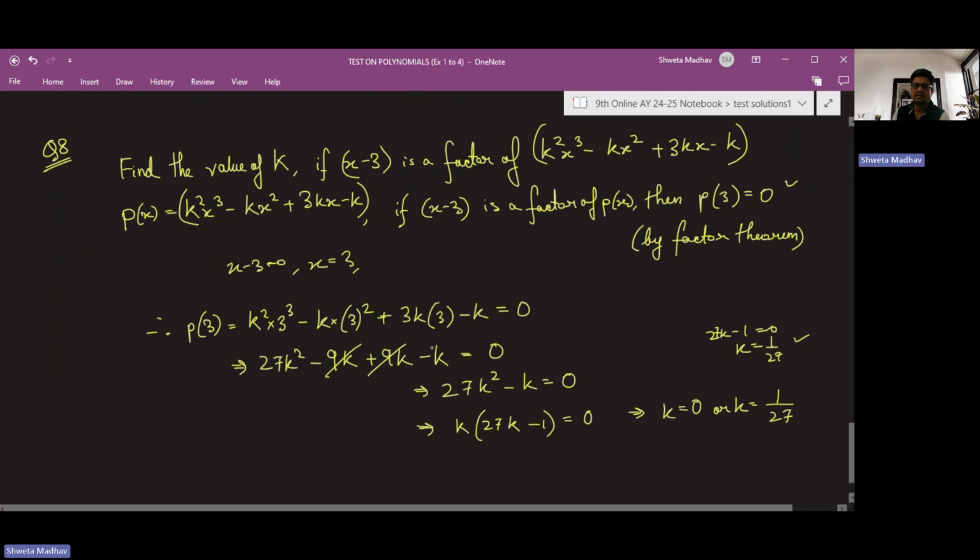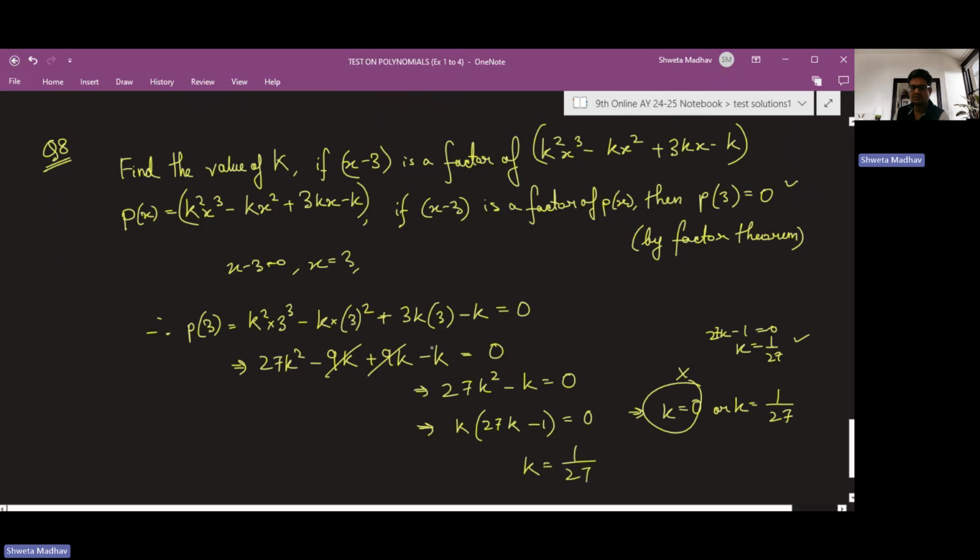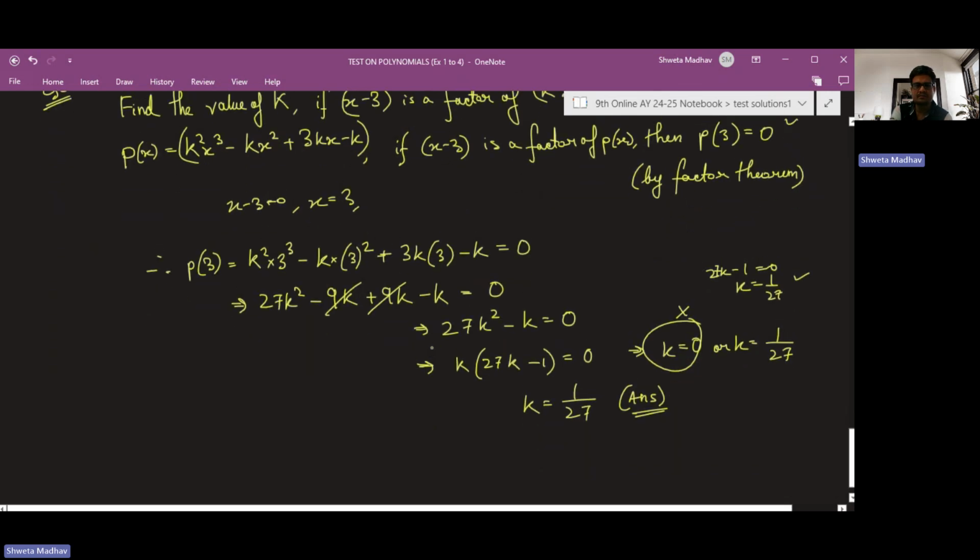But here, if I take k as 0, then the entire polynomial will become 0 only. So hence I can't take k as 0. So we should take k as 1 by 27 only. So 1 by 27 is the required value of k. So 1 by 27 is the answer.